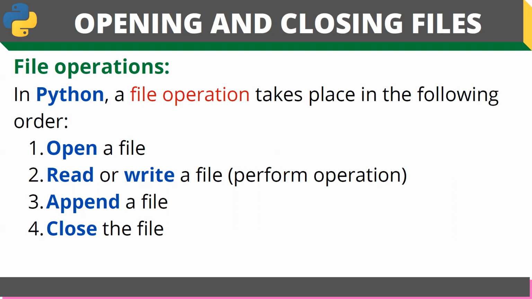Now the last topic, opening and closing files. What operations can we perform on a file? In Python, a file operation takes place in the following order. We have already discussed this. First we will open the file, then we can perform the operation, either read or write or append, and finally close the file.